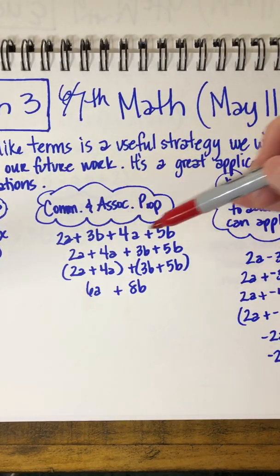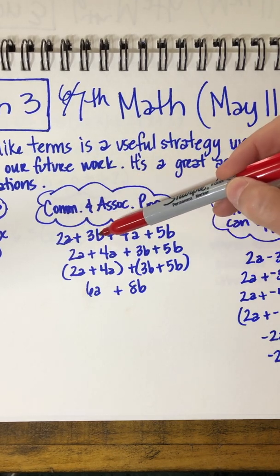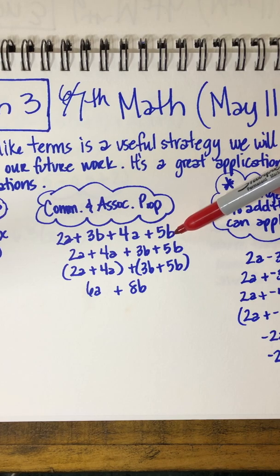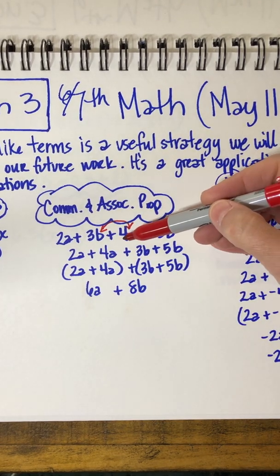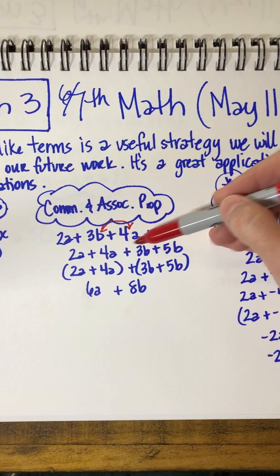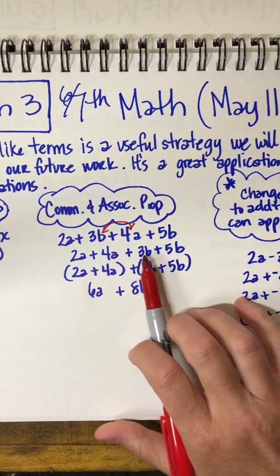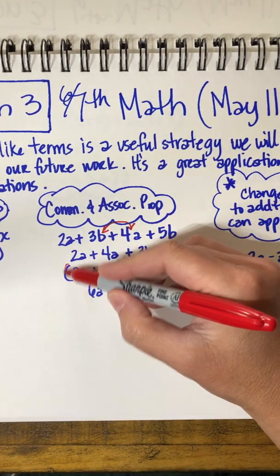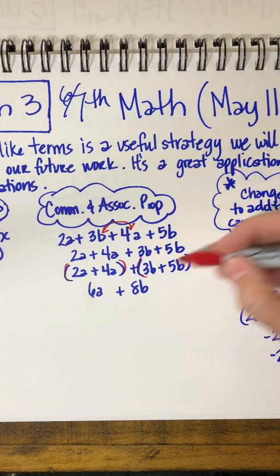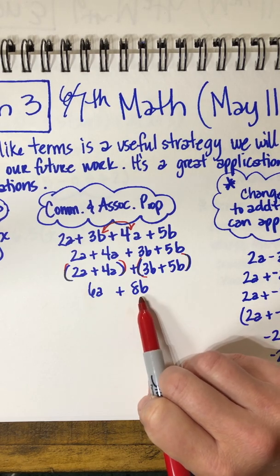We also use the commutative and the associative properties when we combine like terms. So in this example, we have 2a plus 3b plus 4a plus 5b. The first thing we're going to do is commute. So we're going to trade places with 3b and 4a. And remember, addition is commutative, so we can do that, and it doesn't change the meaning of the expression. By doing that, we end up with 2a plus 4a plus 3b plus 5b. Now we're going to associate the 2a and the 4a together, and the 3b and the 5b together so that we can end up with 6a plus 8b.